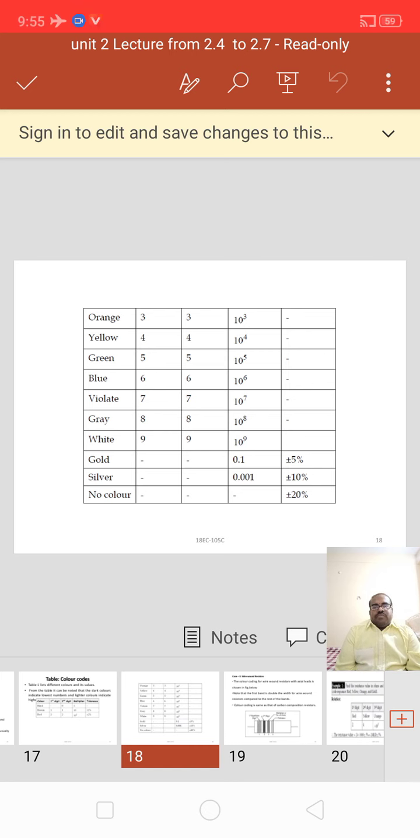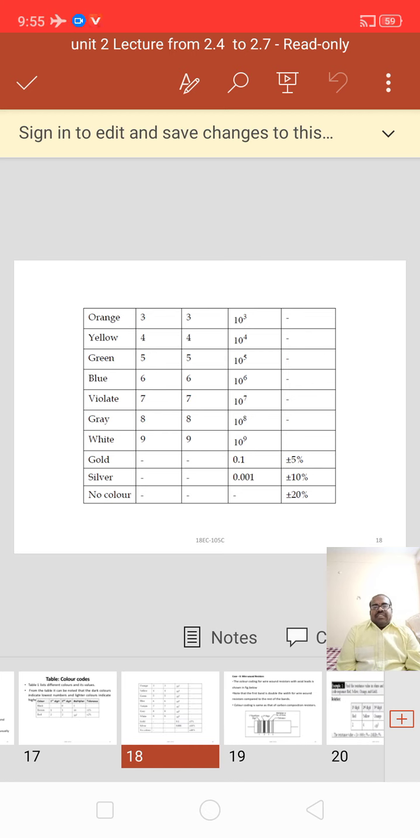Next color is blue, first digit 6, second digit 6, multiplier 10 power 6, tolerance 0. Next violet, first digit 7, second digit 7, multiplier 10 power 7, tolerance 0. Next color is grey, first digit 8, second digit 8, next multiplier 10 power 8, tolerance 0.